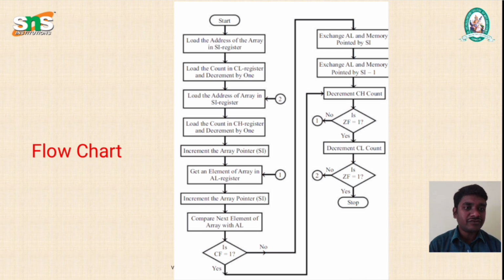Then if it is satisfied, it will move to decrement the CL count. Then again it will check the zero flag. If the zero flag is 1, meaning yes, it will stop the program or end the program. If it is no, it will move to step 3, that is, load the address of the array in the SI register. Again it will repeat all the steps. Then finally it will stop the program. So these are all the steps involved. This is the flow chart for ascending order.